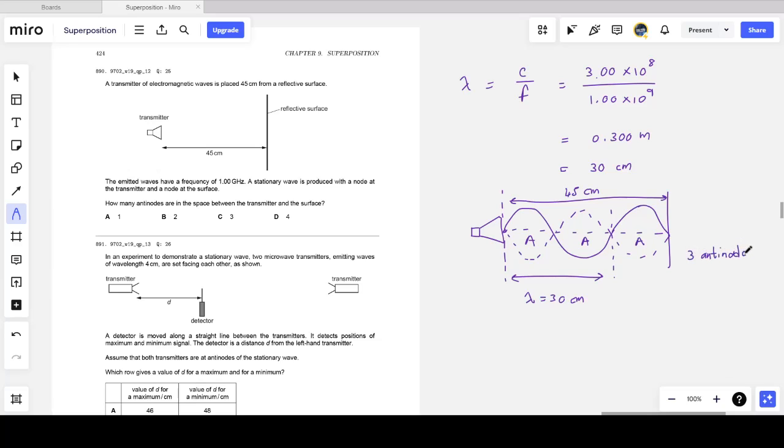in this picture. So when you have a question like this, find the wavelength first and compare the wavelength to the length of the distance, rather, that the wave is spread over, that standing wave. And then you can find how many antinodes and nodes there are by drawing a simple diagram or by just doing it mathematically. So that corresponds with option C. There's 3 antinodes in the space between the transmitter and the surface.